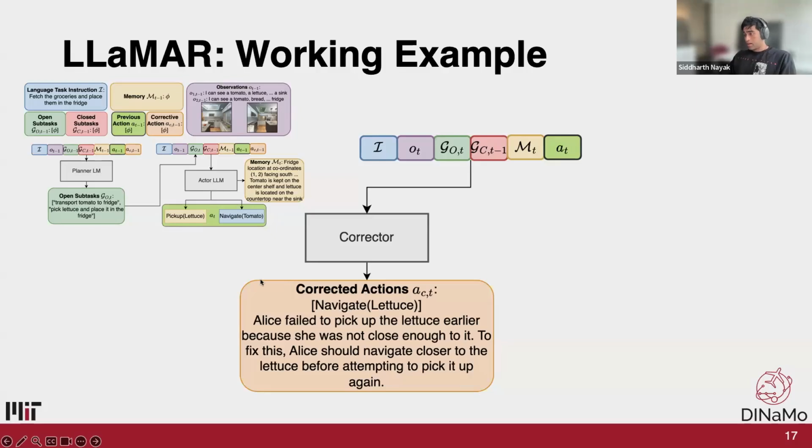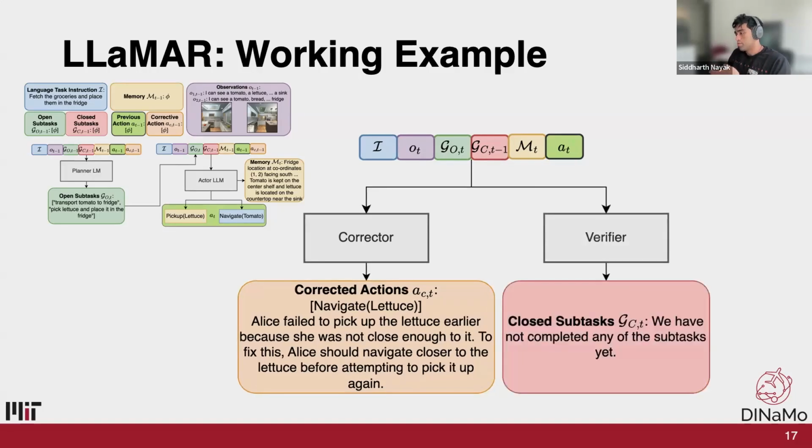In this particular example, picking up lettuce failed, which meant that it had to reason on why it went wrong, and this is the reason that it comes up with. It says that Alice failed to pick up the lettuce because it was not close enough to it, so it should ideally navigate towards it before trying to pick it up again. This is fed as feedback to the next step, and the agent is able to figure out, I need to do this before picking it up.